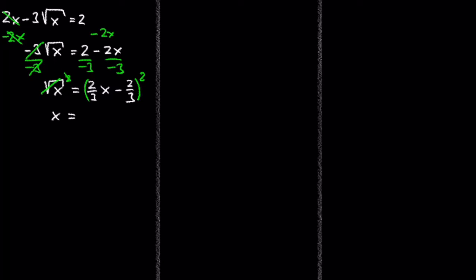Two over three x squared is 4 over 9 x squared. 2 over 3 squared is 4 over 9. And 2 times 2 over 3 times 2 over 3 x is 8 over 9 x.